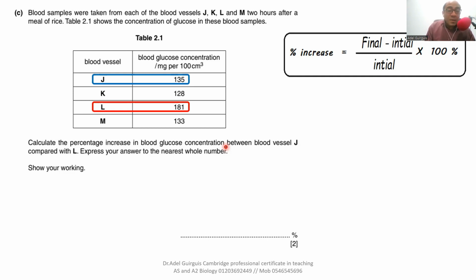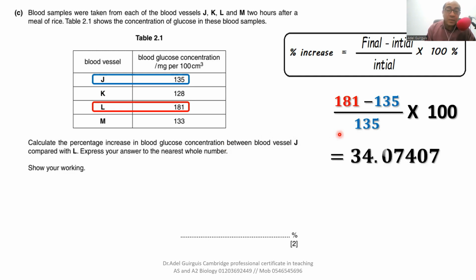Now look, difference 180 minus 135, divided by 135 as initial, times 100 equals this figure. Please, we have to convert to the nearest whole number. So only a 34% increase. Okay.